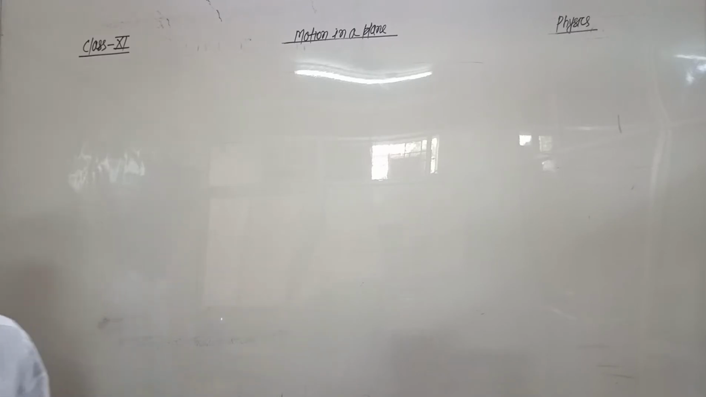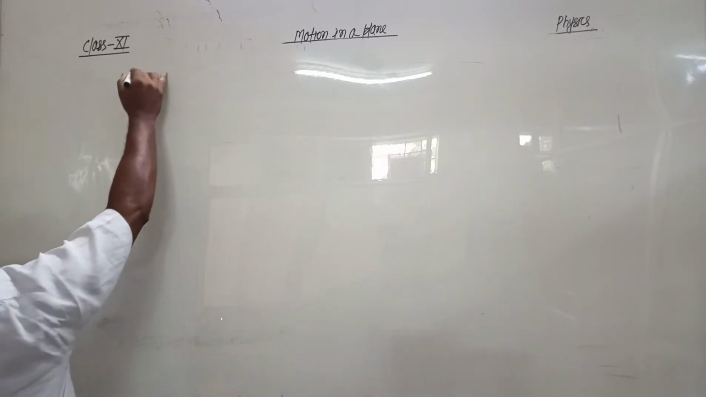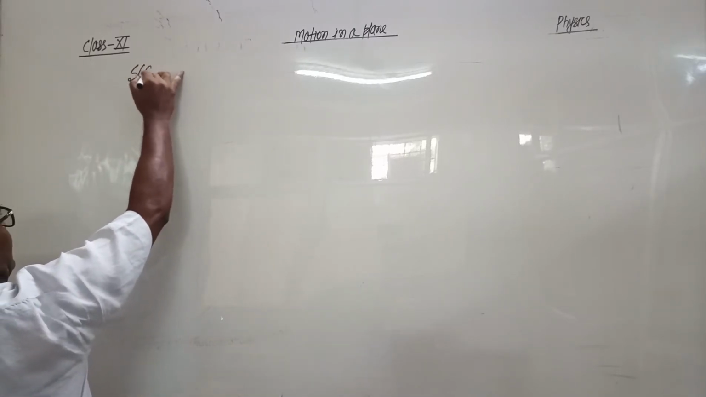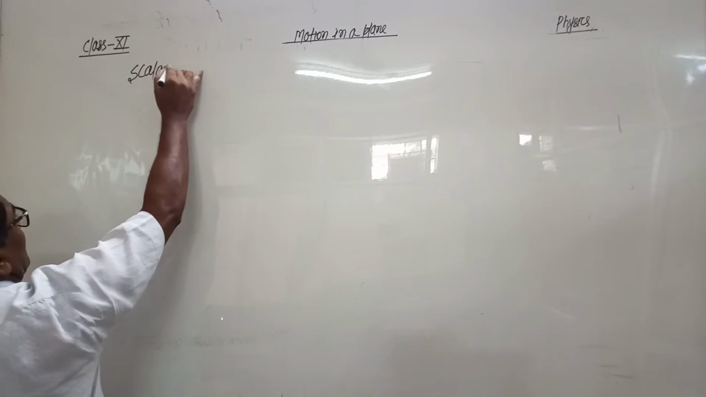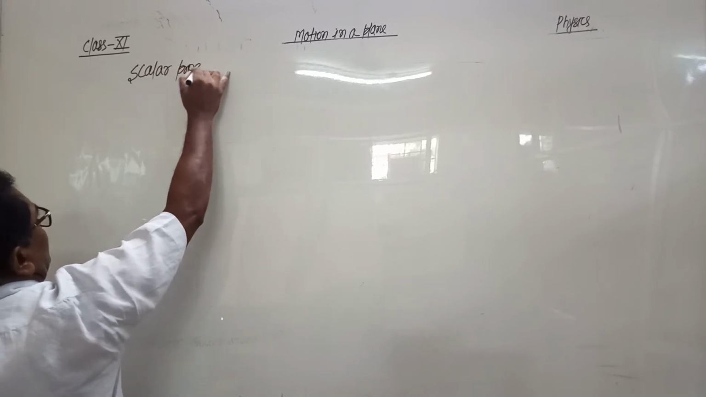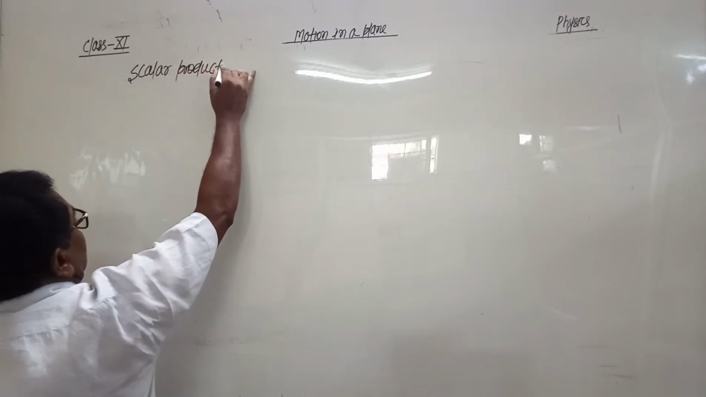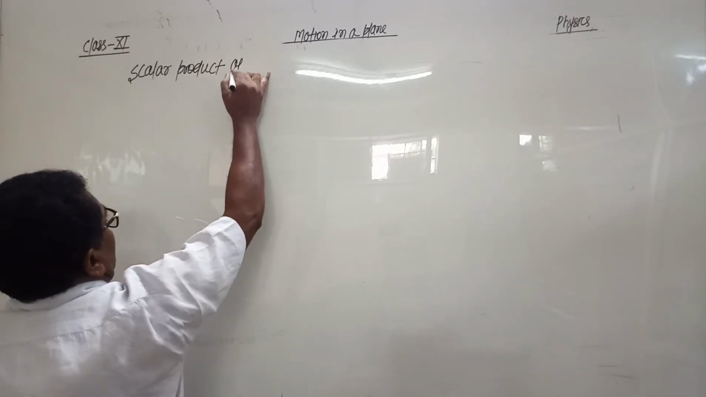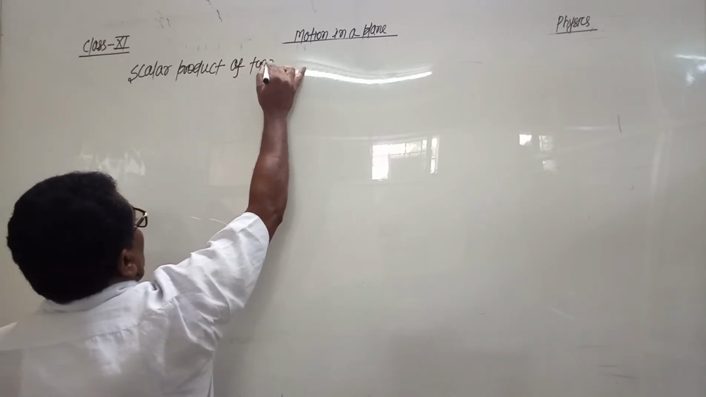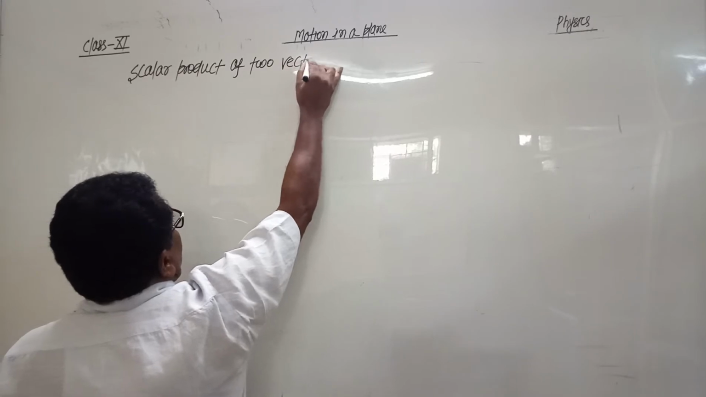We continue the chapter Motion in a Plane, in which we discuss the scalar product of two vectors.